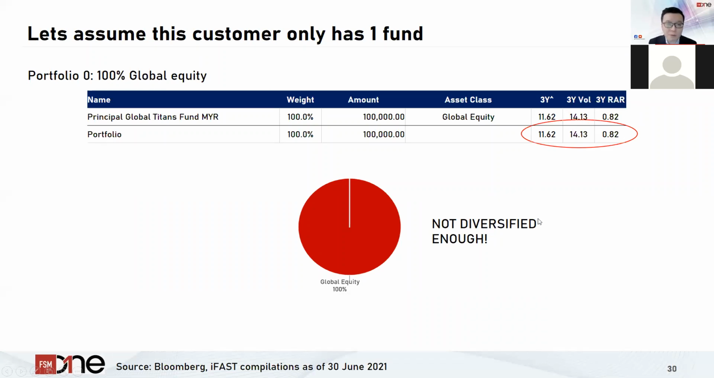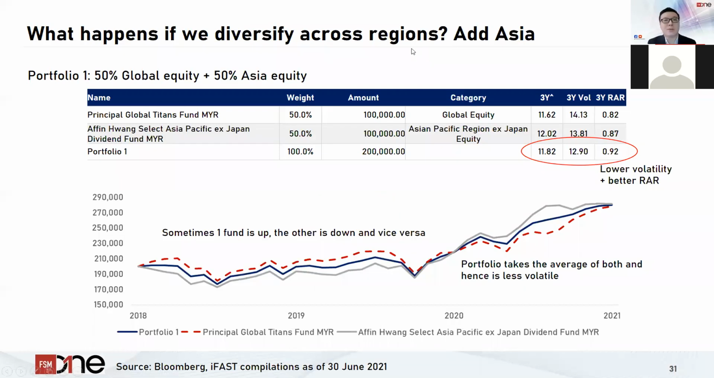But the problem with this portfolio is it's not diversified enough. It only has global equity. If you invest in global equity, what about other asset classes? What about other regions, other markets? You're missing out. So let's do some adjustments to the portfolio. Let's add Asia equity to the portfolio. So 50% global equity, 50% Asian equity.